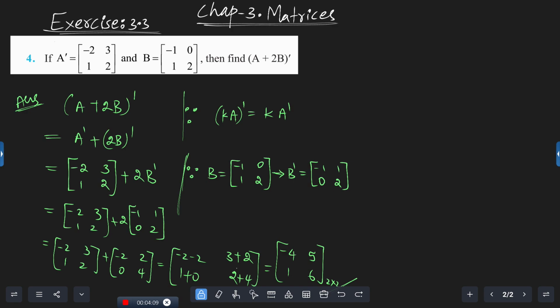Fifth one, multiplication. Fifth one is important, 3 marks. They gave a column matrix and a row matrix. Fifth one, 3 marks they may ask. (AB) whole transpose equal to B dash A dash, that is B transpose A transpose.